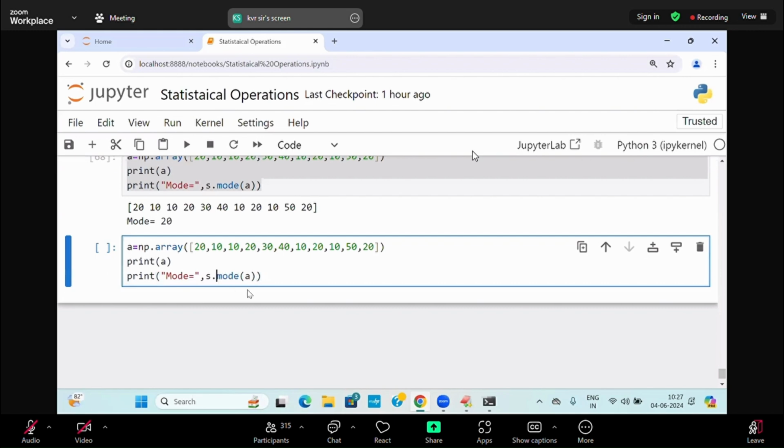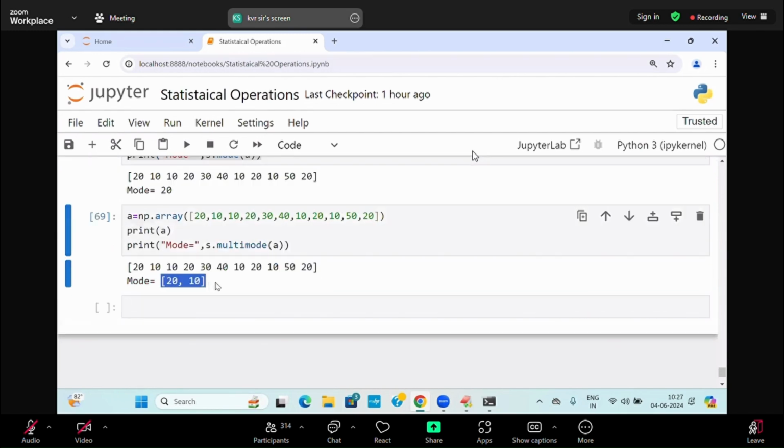s.multimode. Multimode will give you what? The elements that occur an equal number of times. Both of them will come. So how many things will come out? 2. 20 and then 10. So see the data, 20 and 10.